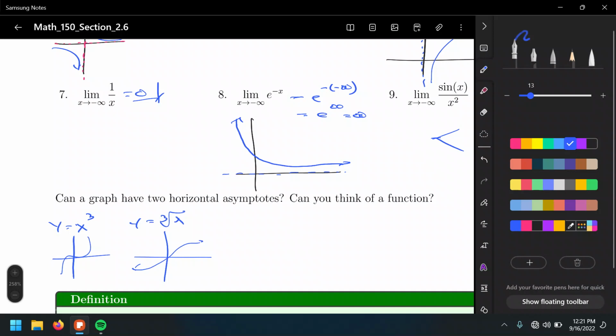The inverse tangent function. The inverse tangent, you got it. y equals arctan x. Well, the function y equals arctan x looks similar to y equals cube root of x. However, we have horizontal asymptotes. In this case, negative pi over 2 and pi over 2. Well, where is this coming from anyway?